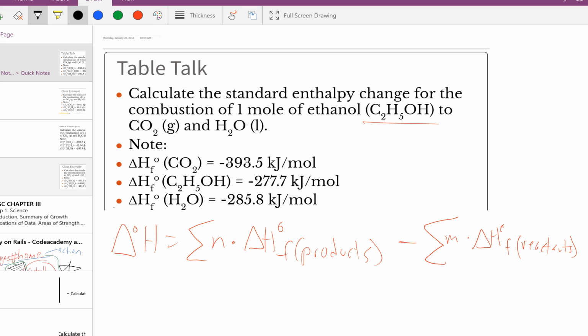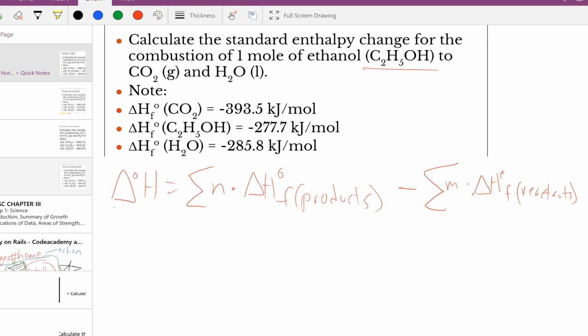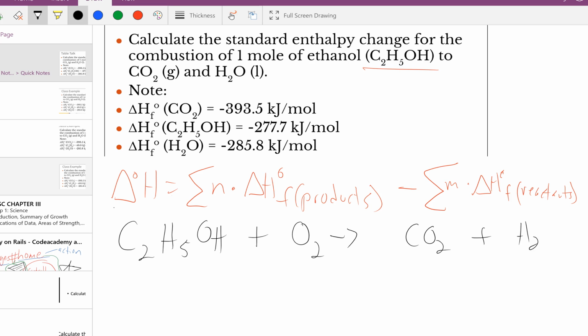minus the sum of the standard enthalpy change of formation for the reactants. So in this case, our balanced chemical equation is going to be C2H5OH plus O2 goes to CO2 plus H2O.